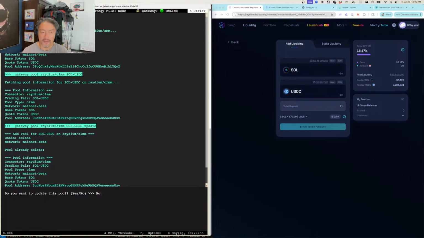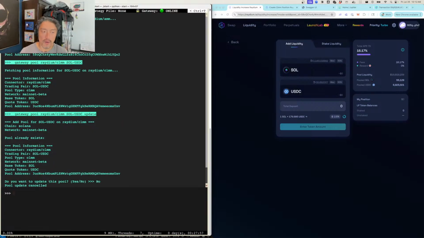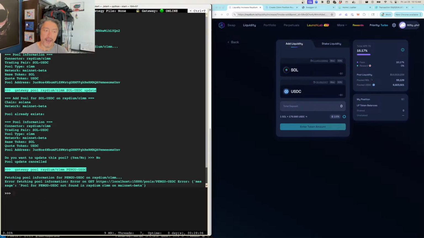So I'm satisfied with defaults. I'm not going to do them now. We've only added defaults for the key pools. So if you wanted to, let's say, trade something like Pengu, which we just added, you'll probably have to add this pool yourself using the update modifier.